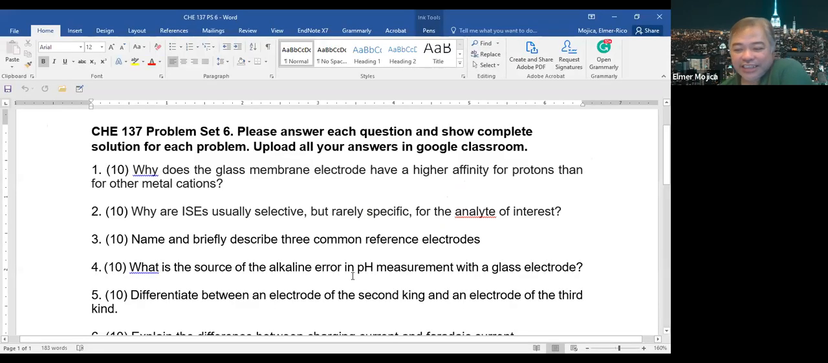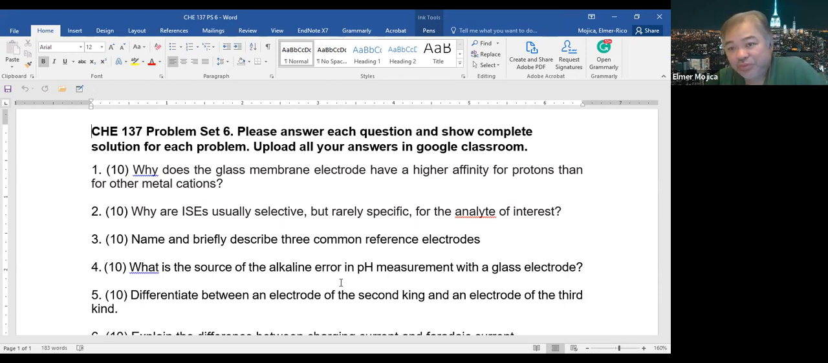Now, we go with ISE. Why are the ISE usually selective but rarely specific for the analyte of interest? Okay, so we go back again doon sa number one. So usually yung ISE na yan, meron silang tinatawag na yung membranes na nilalagay doon. Okay, for the pH meter is a glass membrane. But for the other ISE, they have their own what we call membrane. But they're not designed to respond, okay, only to the exact chemical structure of a given ion. So the response is based more on what? The size of the ion and the magnitude of the charge.